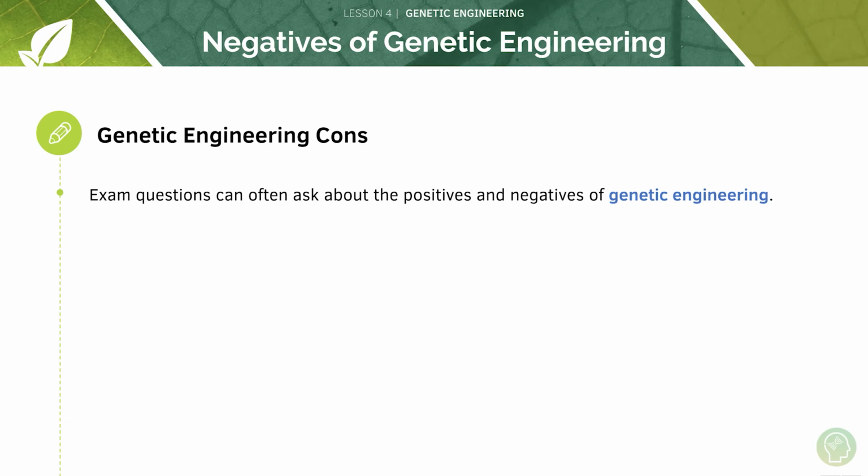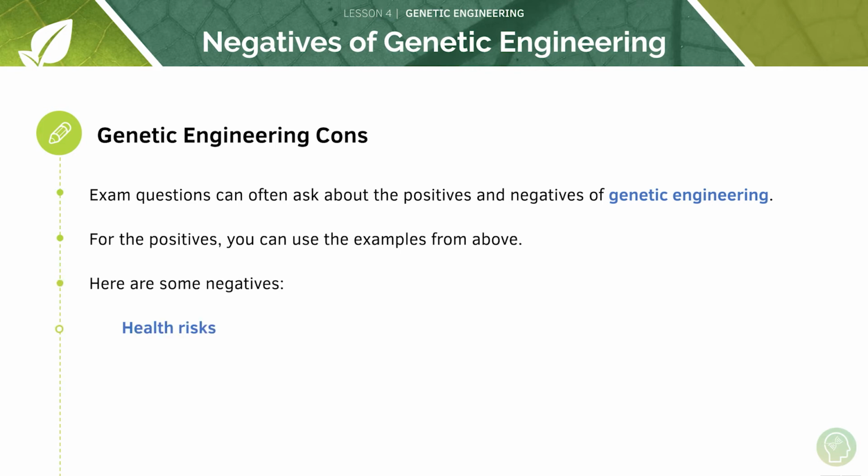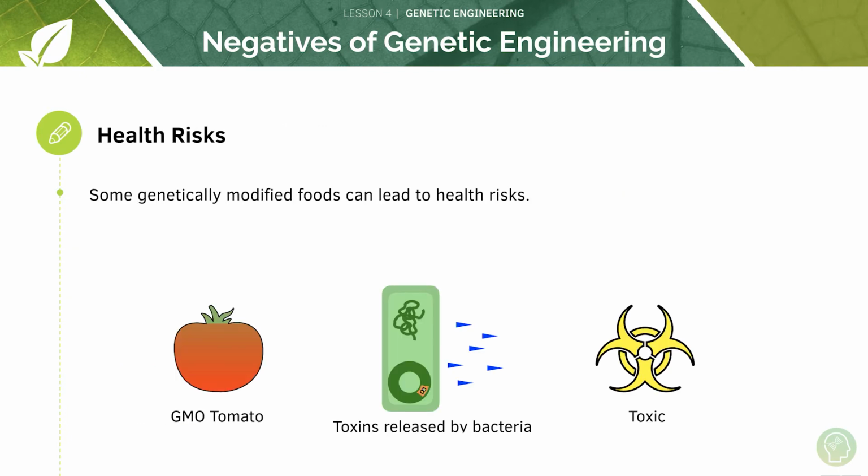So we've talked about the positives of genetic engineering, so let's have a look at some negatives. To summarise, we have health risks, ethical hazards and unknowns. I'll go through these now. Health risks associated with genetic engineering: some GM foods can lead to health risks. For example, they could contain chemicals that cause allergy or toxins.